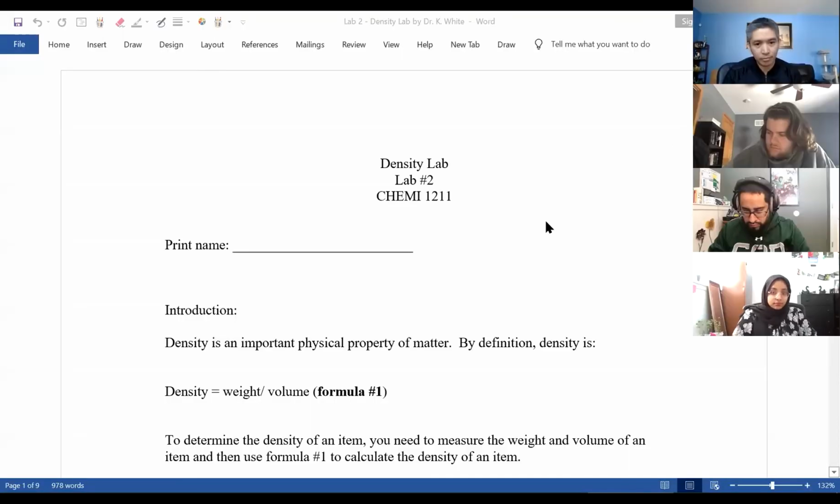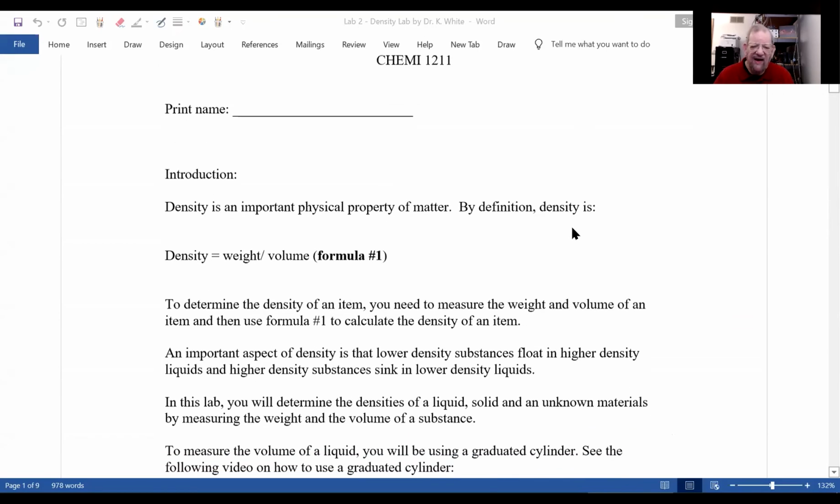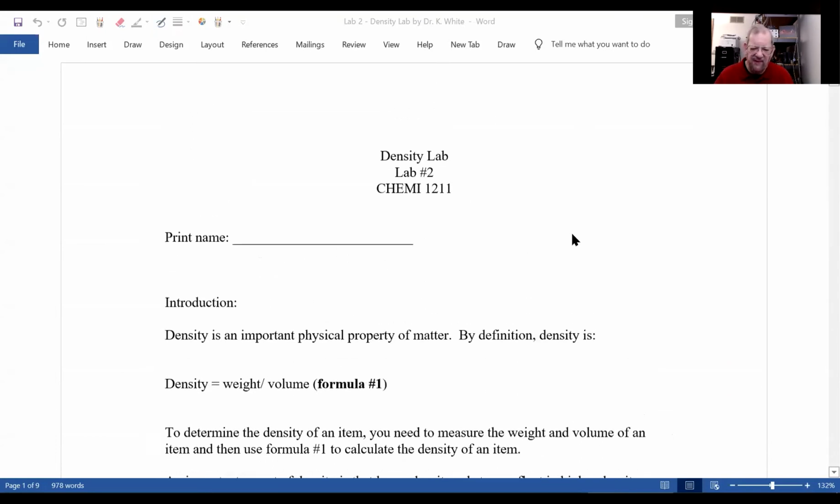All right, thumbs up, people. Do you see Density Lab on your screen? Thank you. All right, this is a download from the assignment area. And when you're done, you should upload the lab as a single PDF file to the assignment area.